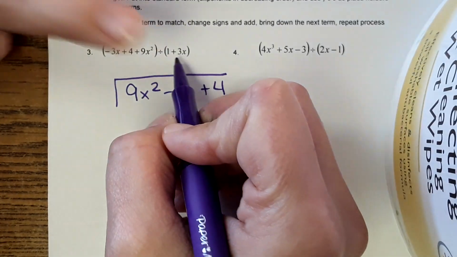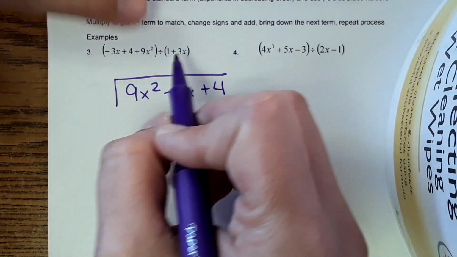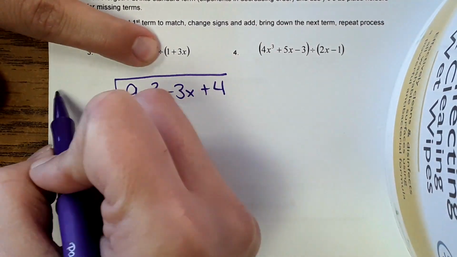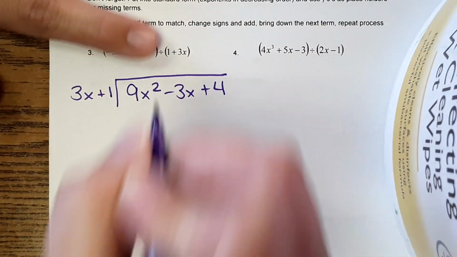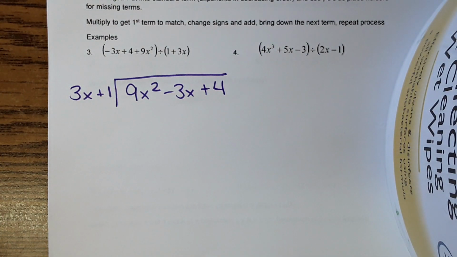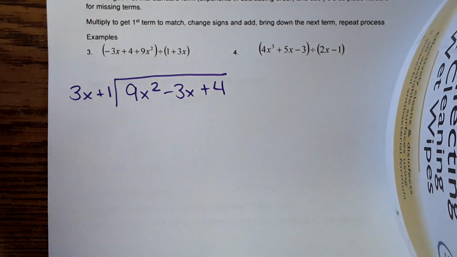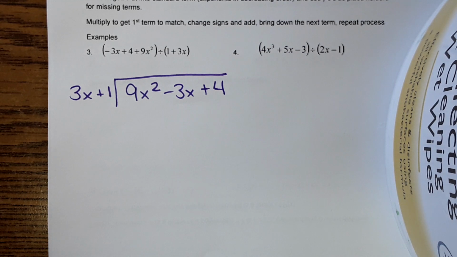Then this is going to go outside the house. If you remember from like 4th or 5th grade, we're going to write this over here. And again, putting it in order, so 3x plus 1. Okay, so how do we do this?